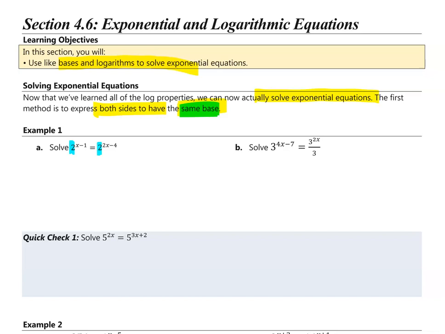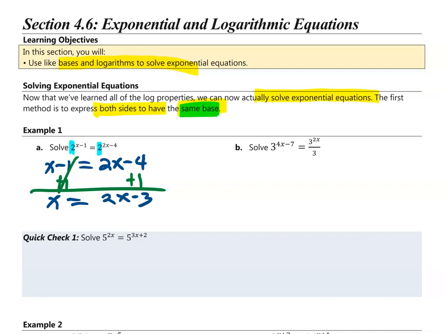And when they have the same base, you can use the powers. x minus 1 is equal to 2x minus 4. And then now we can easily solve for x. So add 1 to both sides. So x is equal to 2x minus 3.